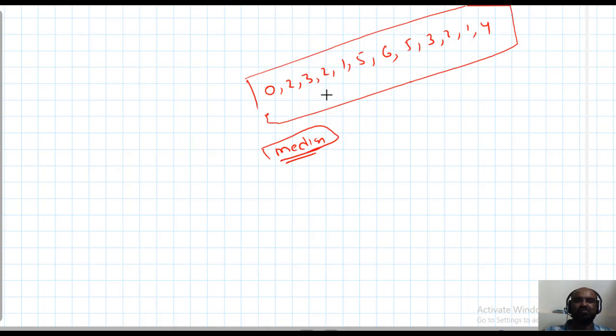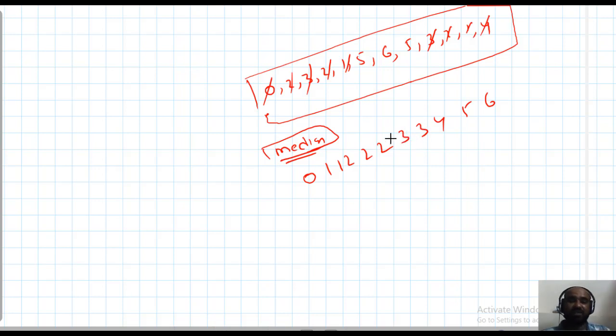So the procedure is to arrange the given observations in ascending order of magnitude or descending order of magnitude first. I am writing in ascending order: 0, 1, 1, 2, 2, 3, 3, 4, 5, 5, 6. I arranged the given observations in ascending order of magnitude. The middle-most one is taken as the median.